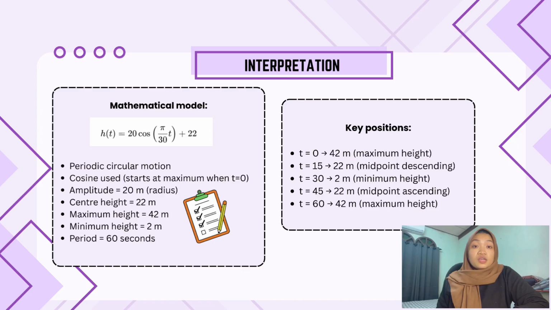At time 0, the passenger is at 42 meters, which is the maximum height. At time 15, the passenger is at 22 meters, which is the midpoint, moving downwards. At time 30, the passenger reaches 2 meters, which is the minimum height. At time 45, the passenger is again at 22 meters, now moving upwards. And lastly, at time 60 seconds, the passenger returns to 42 meters, completing one full cycle. So this clearly shows the periodic and repeating motion of the Ferris wheel.